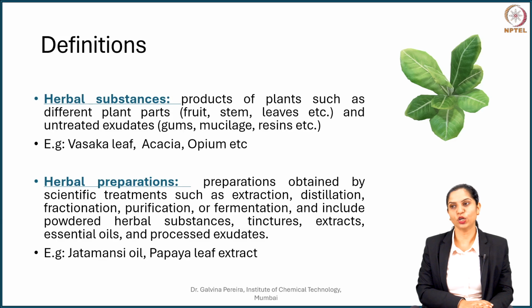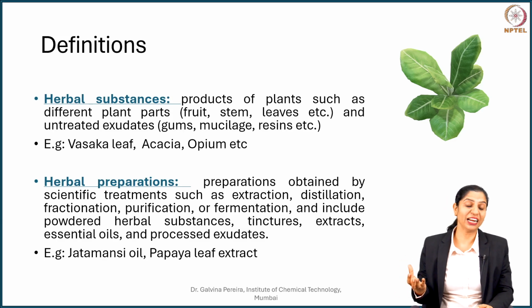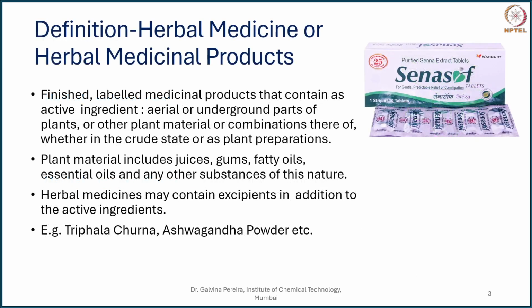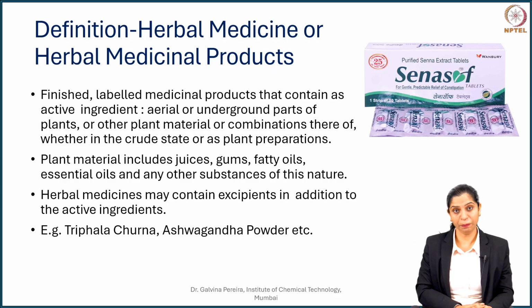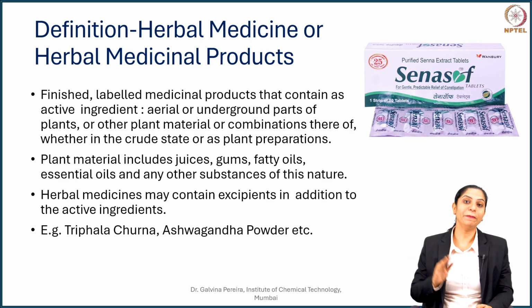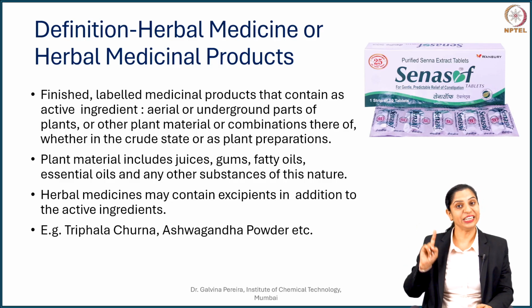Examples of this include your essential oils, like your jatamansi oil, or your papaya leaf extract, which is given for the treatment of dengue. Now moving on to the next definition, which is a whole product that comes out of it. A medication which is sold OTC or on prescription, which is obtained from herbal sources, is called herbal medicine or herbal medicinal product. So a herbal medicinal product is a finished, nicely labeled product which contains active.